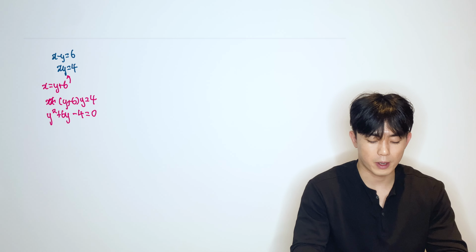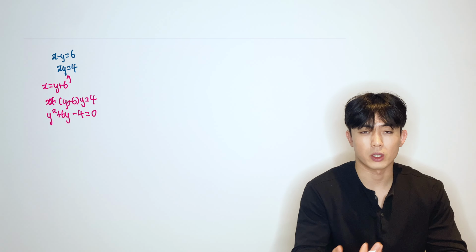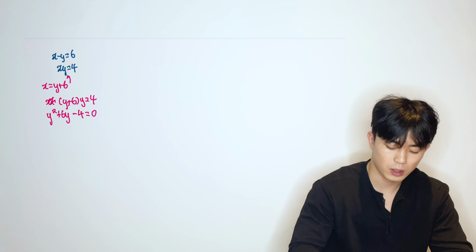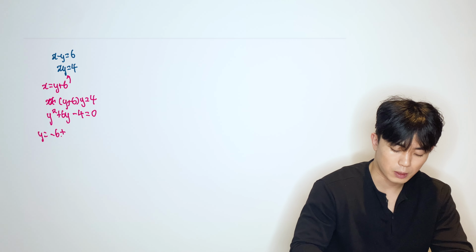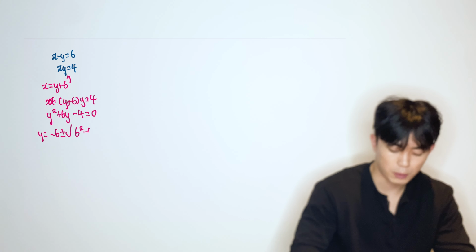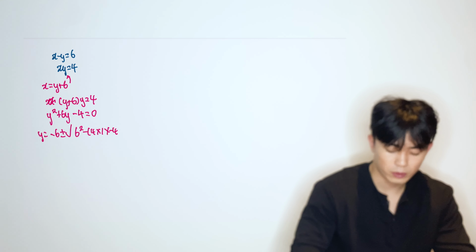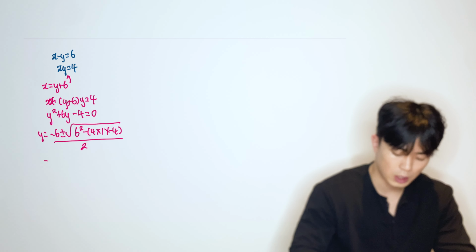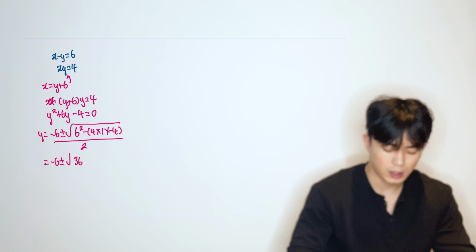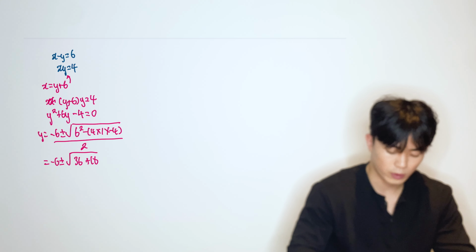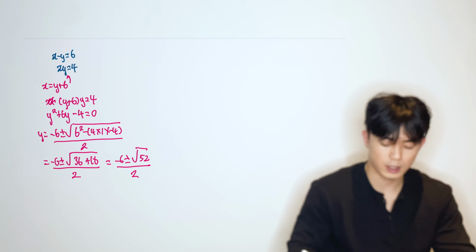So we get a quadratic equation. Now we just have to find y like we did before. However, this one here does not factorize, so we can use the quadratic formula. So y will be equal to minus 6 plus or minus the square root of 6 squared minus 4 times 1 times minus 4, all over 2a, a being 1, so therefore just 2. So we get minus 6 plus or minus, 36 plus 16, which is root 52, over 2.